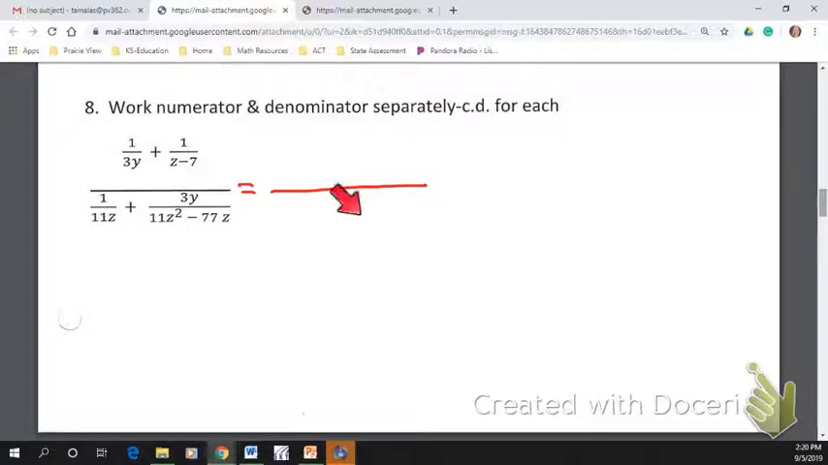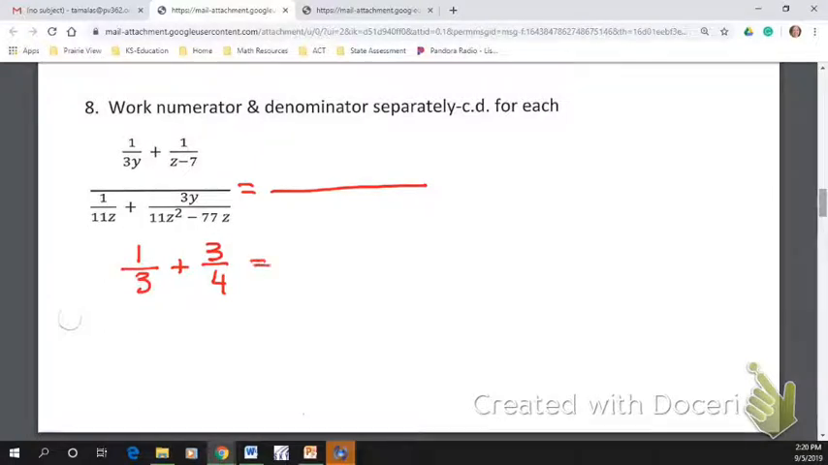So basically, we're going to work the numerator and the denominator separately using a common denominator for each. So if you look at your 2 fractions here, we probably need to go back to 6th grade a little bit and review how to add fractions. Think about if you have 1/3 plus, let's say, 3/4. How do you find a common denominator? 3 times 4, 12. Right, it's 3 times 4, which is 12.